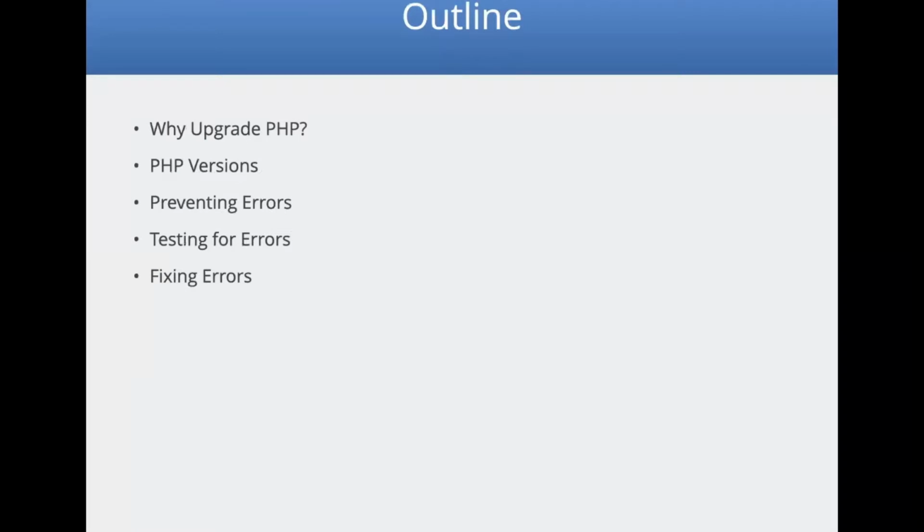All right, so here's a basic outline of what I'll be talking about. I'm going to try to stop for questions at the end of each of these sections. It's going to start off with why upgrade PHP, then I'll talk about the different PHP versions, then preventing errors, then testing for errors, and then fixing errors. Those last three will have a little bit of overlap, because you're going to want to test and fix things on a staging site or a local site, and you might go back and forth between them. So it's not in a set order there.